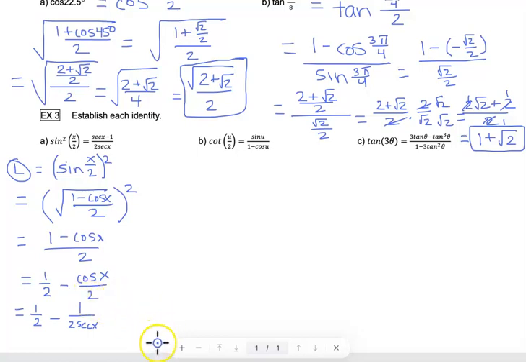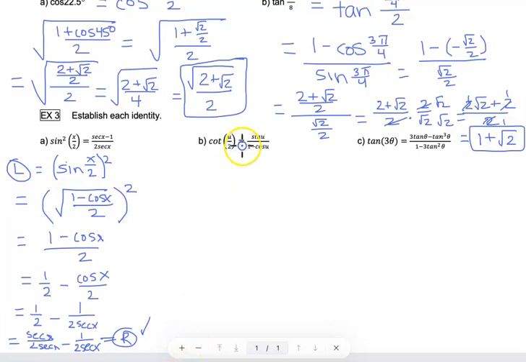And then I could put it back into a fraction by getting a common denominator. So I would need to multiply both of these terms by secant x. So that would give me secant x over 2 secant x minus 1 over 2 secant x. And then simple combining of the fractions would get me to the right side. So I have shown that those are the same.